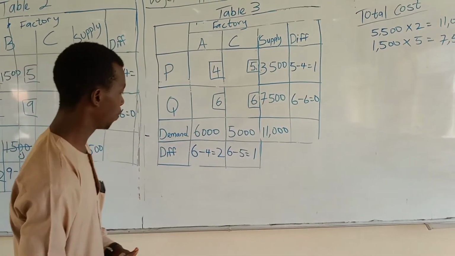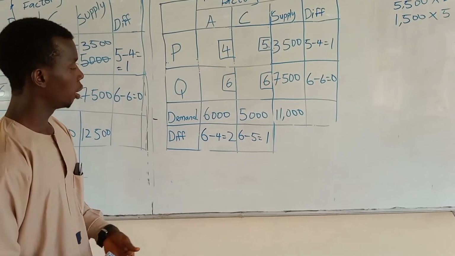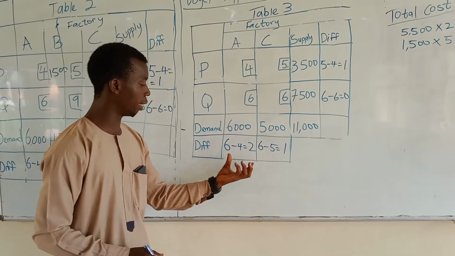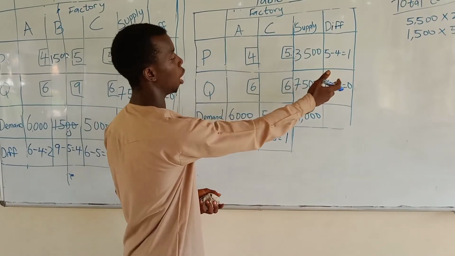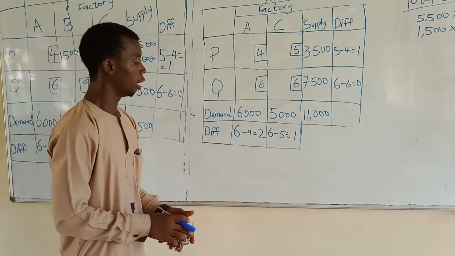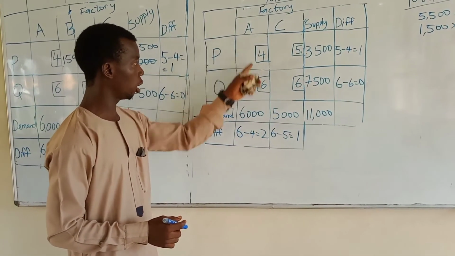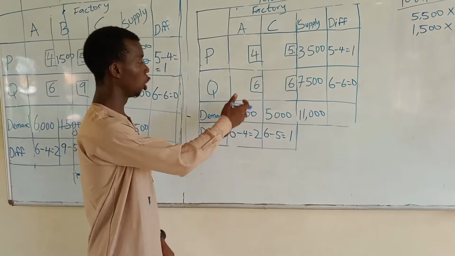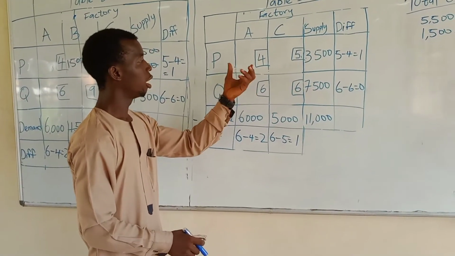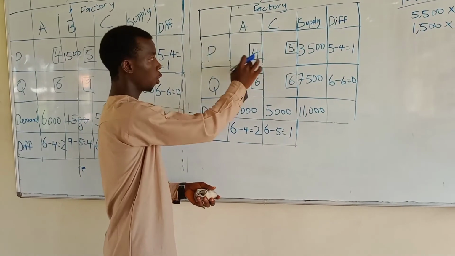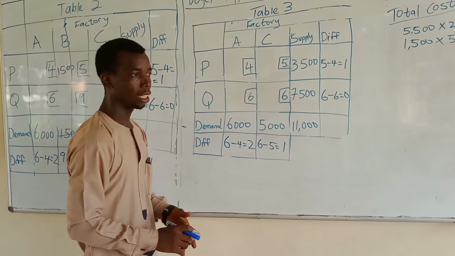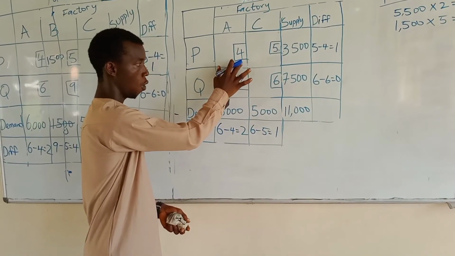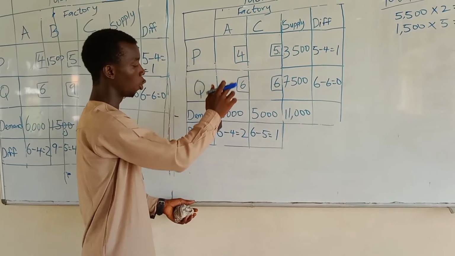Now we have our differences. We have to pick the row or column with the highest difference. Now we have 2, 1, 1, 0. Now 2 is the highest here. We will pick this column to allocate to. The cell, what I mean by cell, this four corner, the cell with the lowest initial cost will be allocated to, which is 4. We have 4 here, so we allocate.